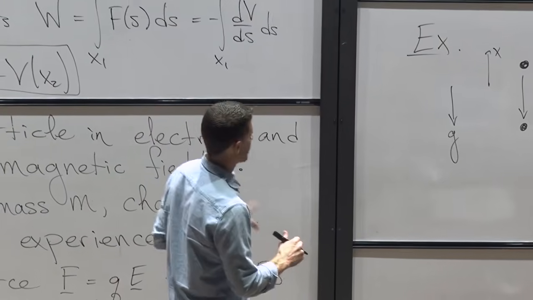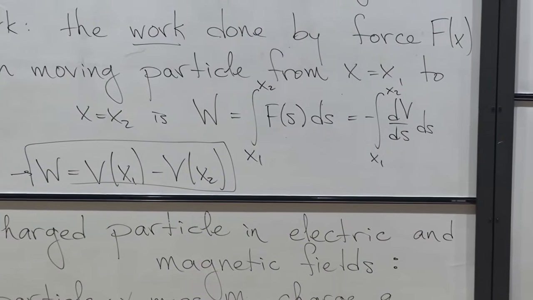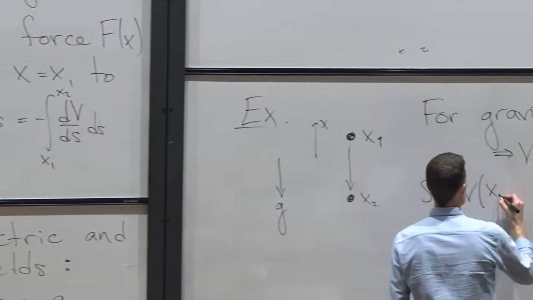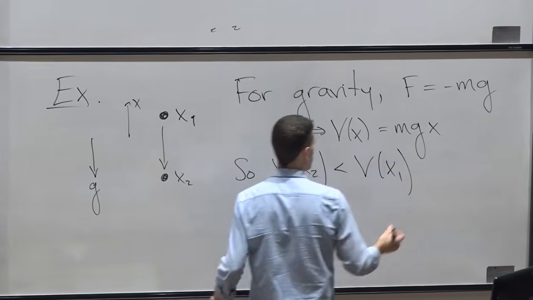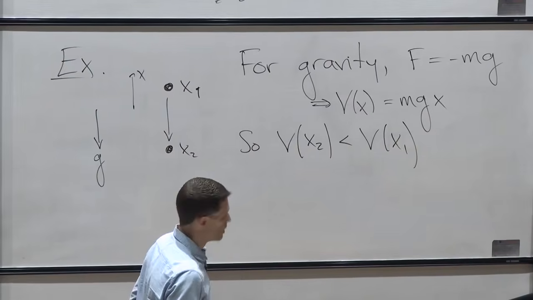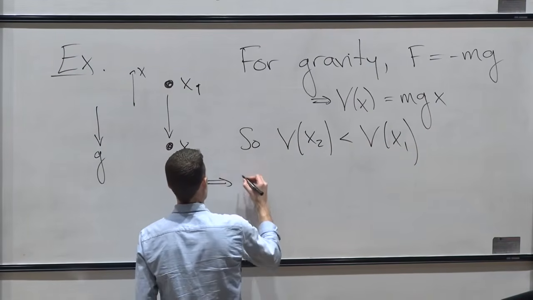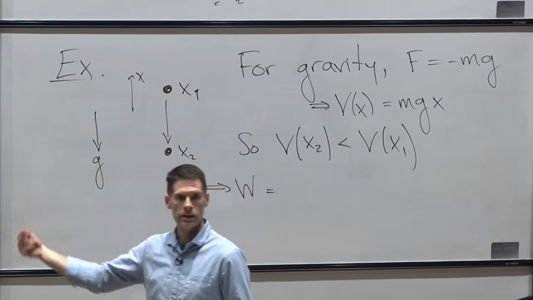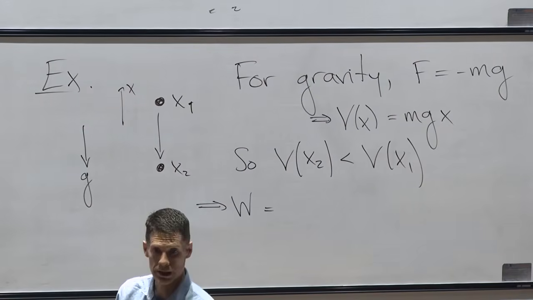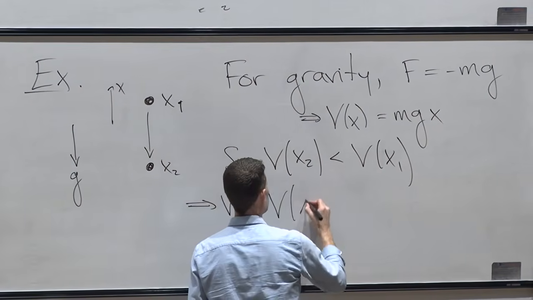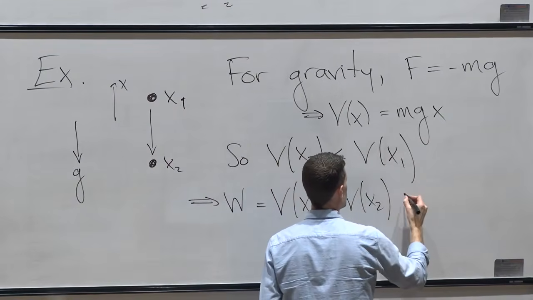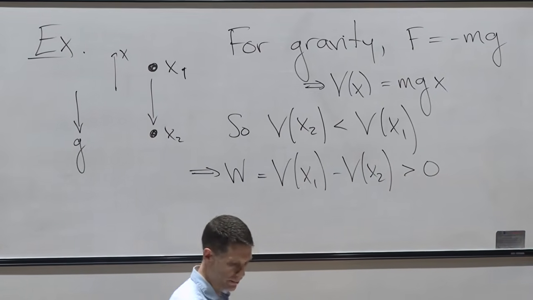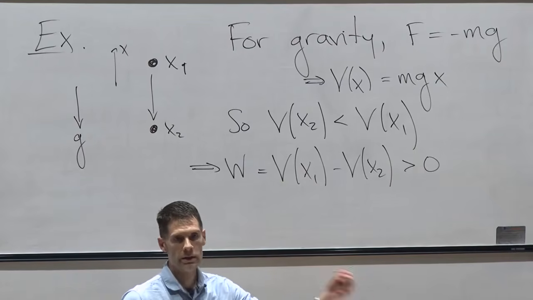Okay? Put in this kind of language, we see that V of x2 is less than V of x1, or V of x1 is greater than V of x2, which means that W, the work, let's suppose I've moved the particle from here to here, the work that I've done in moving it is V of x1 minus V of x2, which is positive. And that value, W, is the work done by gravity in moving the particle.